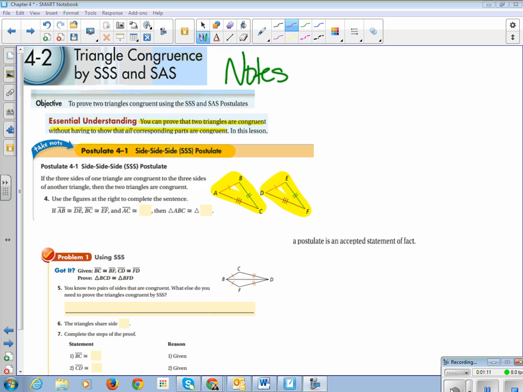So if AB is congruent to DE, EF is congruent to BC, and AC is congruent to DF, then triangle ABC is congruent to triangle DEF.